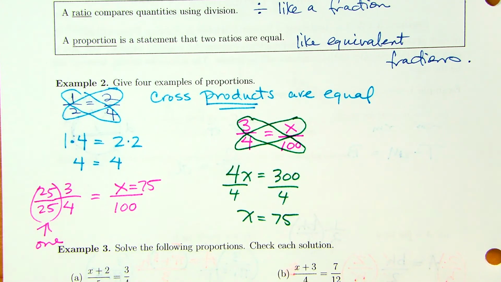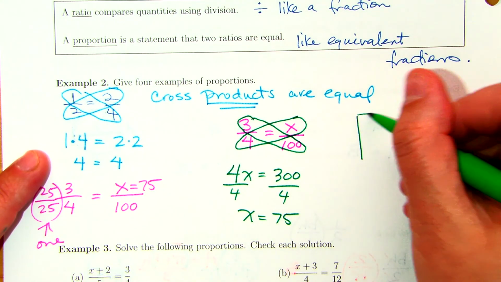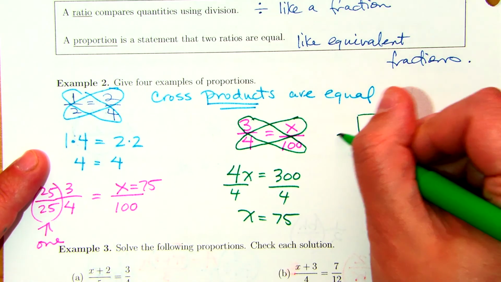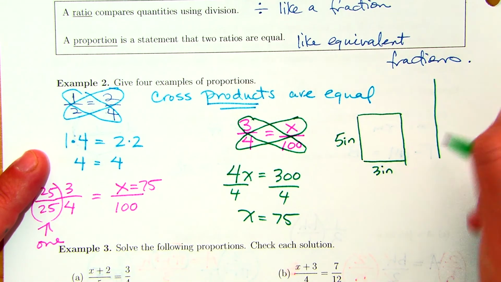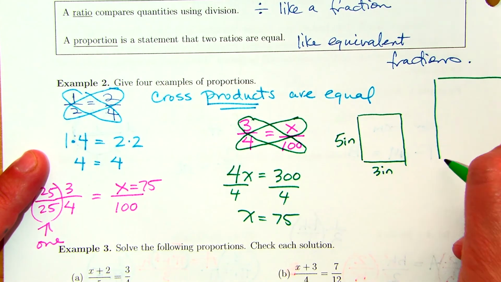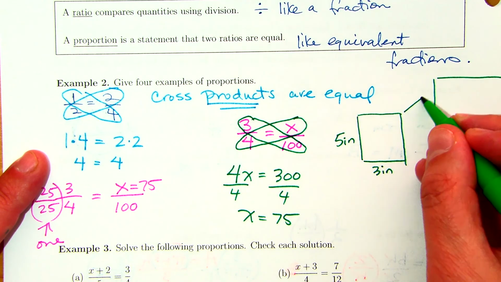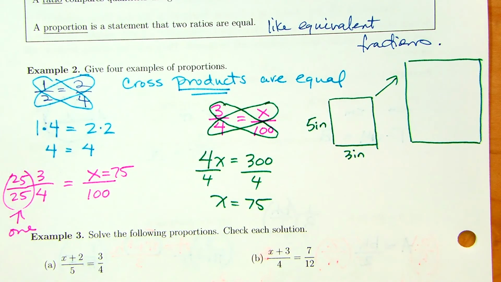Okay, let's think of another one. Let's say I was going to blow up a picture, and I wanted to blow it up proportionally. So I have this picture, and it's 5 inches by 3 inches. And I want to enlarge it. And all I know is that I want the width. Remember when you drag the corner of a picture, you increase the picture's size proportionally?